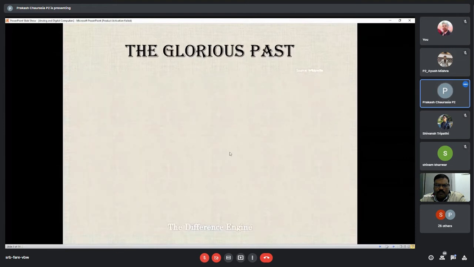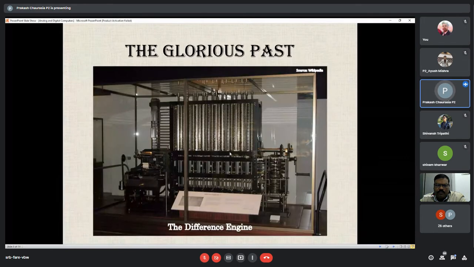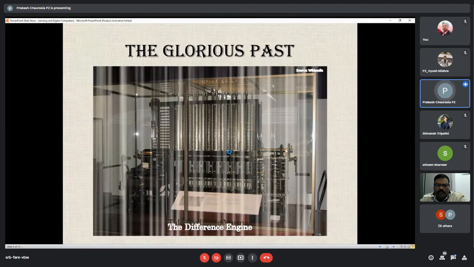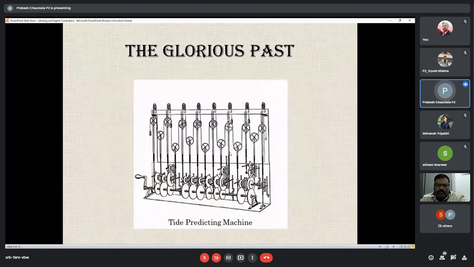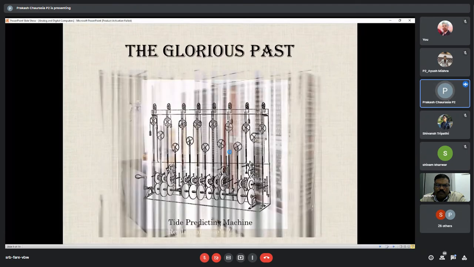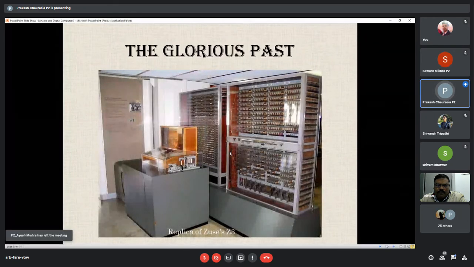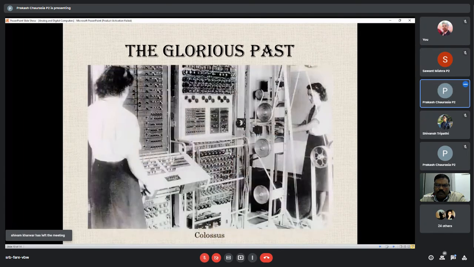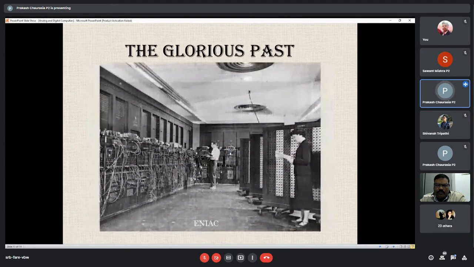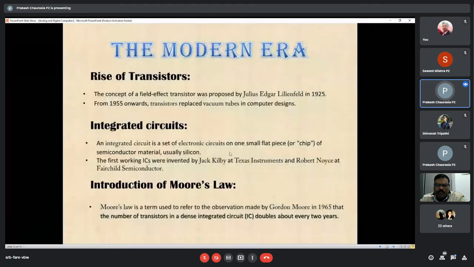Then we have the difference engine that was built by Charles Babbage. Then we have the first modern analog computer, a tide predicting machine. It was invented by Sir William Thomson. Then we have the replica of Zuse Z3, the world's first electromechanical, programmable, fully automatic digital computer. There the era of digital computers started. Then this is Colossus, an electronic digital programmable computing device. Then we had ENIAC, the first electronic Turing complete device.